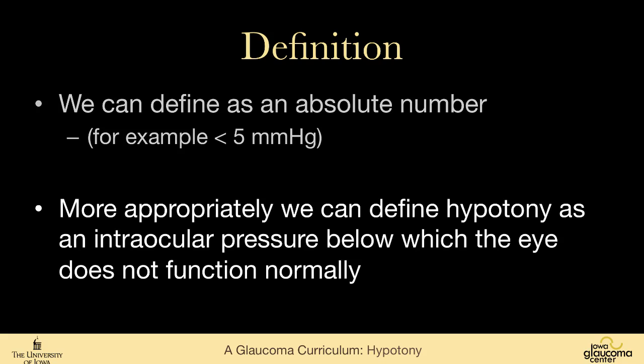But more appropriately for an individual patient, we can define hypotony as an intraocular pressure below which the eye does not function normally. So if I've done a trabeculectomy on somebody and they now, a year later, have an intraocular pressure of 4 millimeters of mercury but 20/20 vision and are asymptomatic, then I don't consider that to be hypotony. I consider that to be a success.